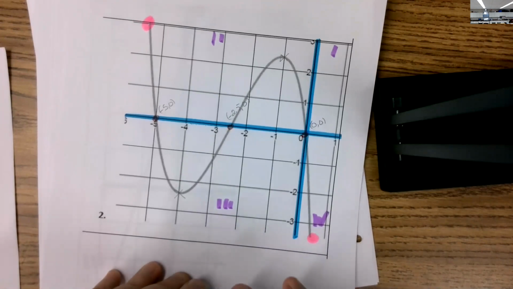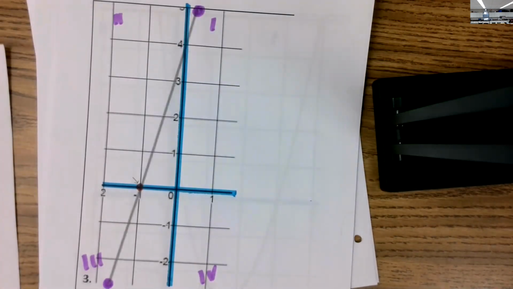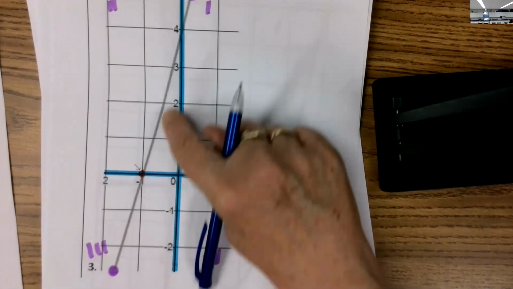So where's my file? We got a line. Cleveland, how many times does this line change direction?